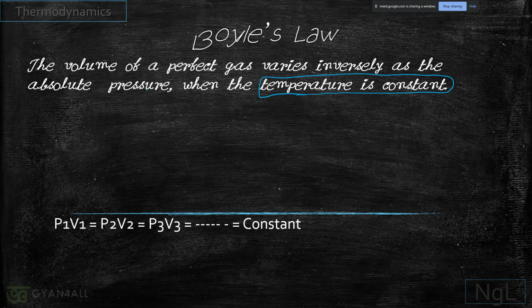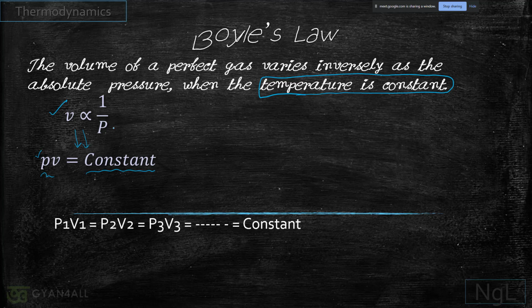So the law is what? Volume changes inversely with absolute pressure. That means if the pressure increases, volume decreases. If the pressure decreases, volume increases. Mathematically that is expressed like this: volume is inversely proportional to P, or you can say volume is proportional to 1 upon P. Volume varies inversely as the pressure, and the condition is temperature should be constant. The same thing can be expressed this way: PV remains constant. P multiplied by V remains constant.